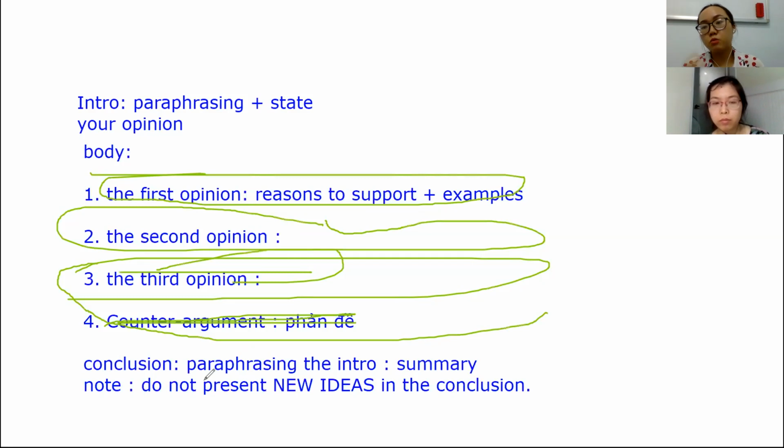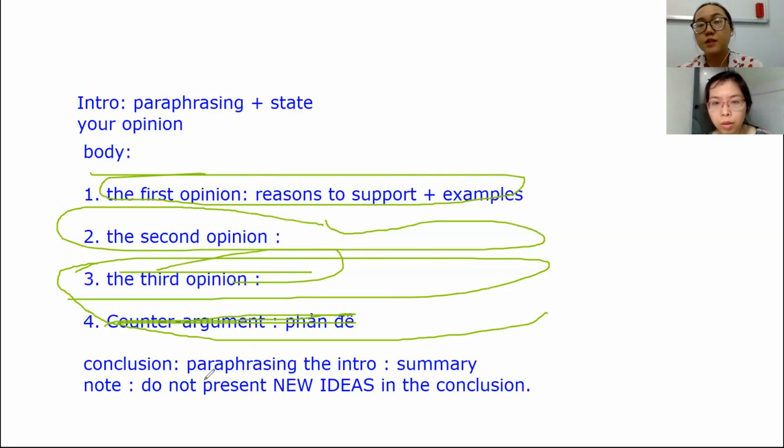You just need to read examples, see how they develop the ideas, and then you learn to brainstorm the ideas, and then you get enough vocabulary about it. And then we can write the essay.